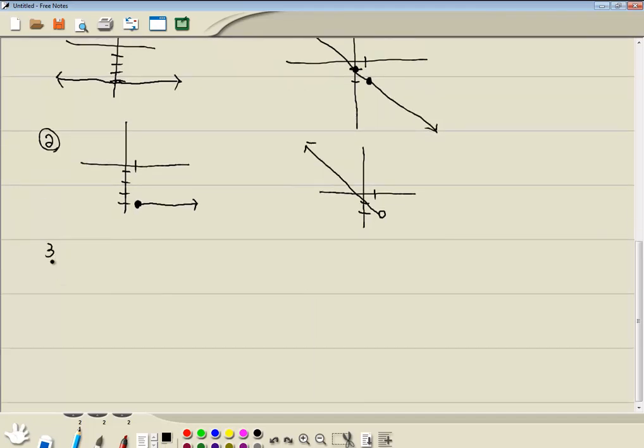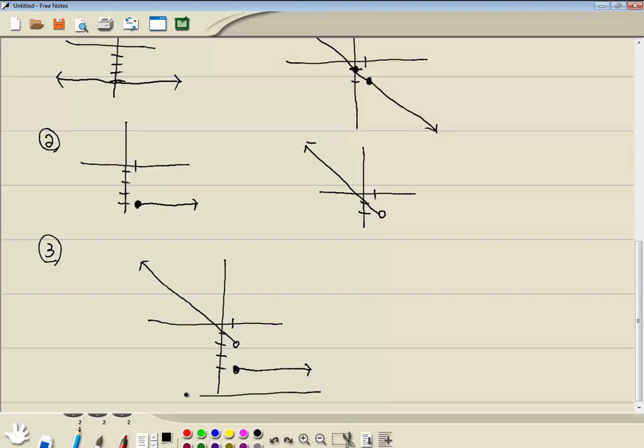Then step 3, you want to merge these into one graph. So I have an open dot here, going like this. And down to here, I have a solid dot, and going to the right. And that would be our graph.